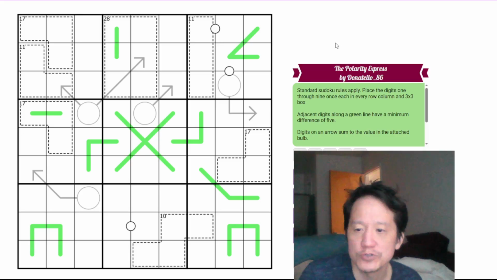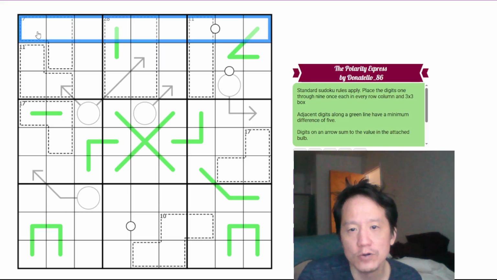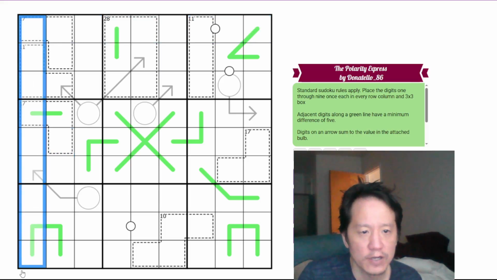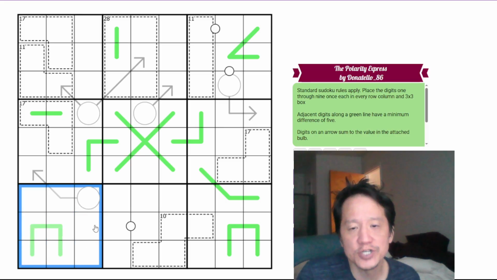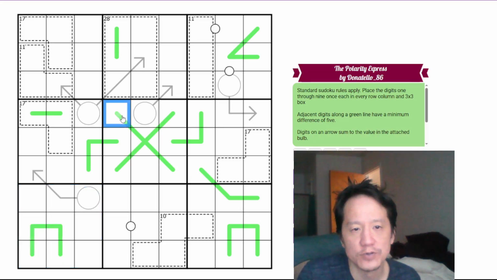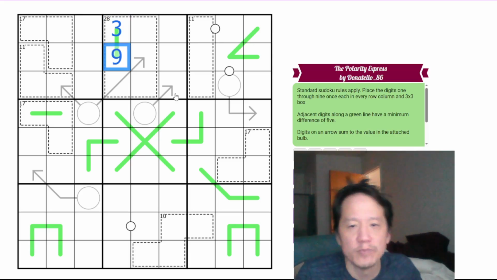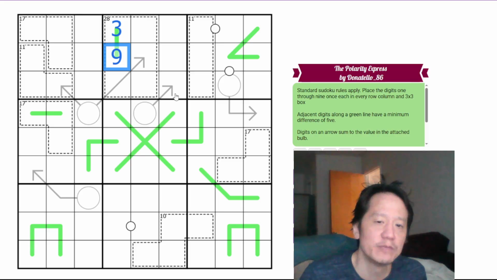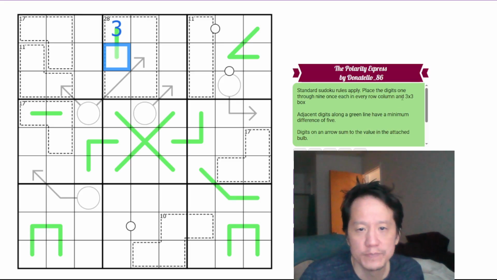Standard Sudoku rules apply. Place the digits 1 through 9 once each in every row, column, and 3 by 3 box. Adjacent digits along a green line have a minimum difference of 5. So this is the German whisper rules. For example, if this were a 3, this would have to be an 8 or a 9, because the only digits which have a minimum difference of 5 with 3 are specifically 8 and 9. So that's how German whisper rules work.